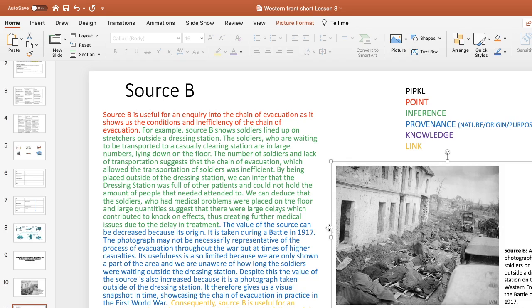The value of the source can be decreased. So normally I actually start off with increase, but this time I'm going to argue actually it's decreased. The value of the source can be decreased because its origin, so when or who took it. It is taken during a battle in 1917. The photograph may not be necessarily representative of the process of evacuation throughout the war, but only at times of higher casualties, because it's a battle. Its usefulness is also limited because we are only shown a part of the area, and we are unaware of how long the soldiers were waiting outside the dressing station, because naturally it's a photograph. We're only seeing a section of a story.